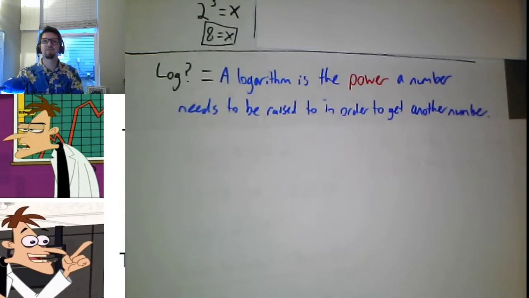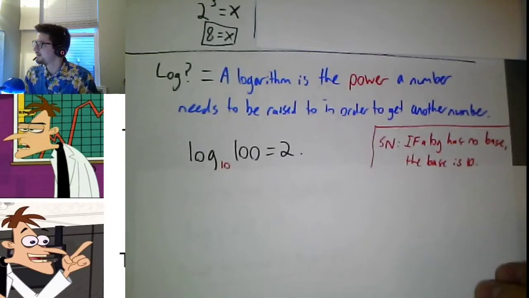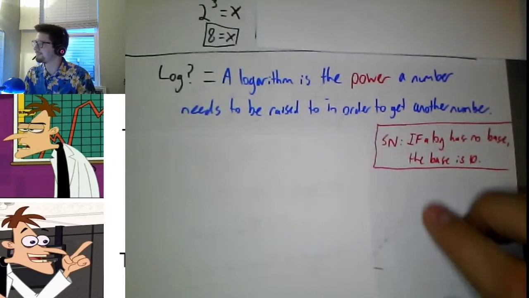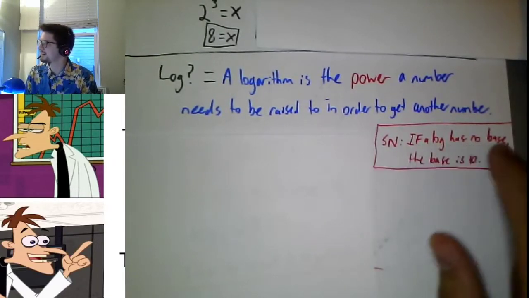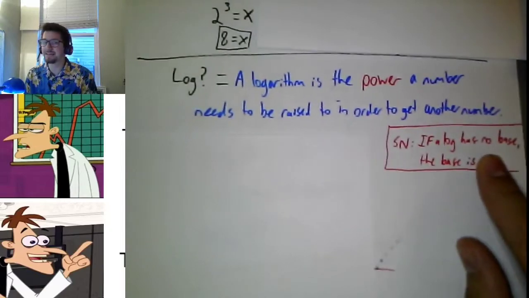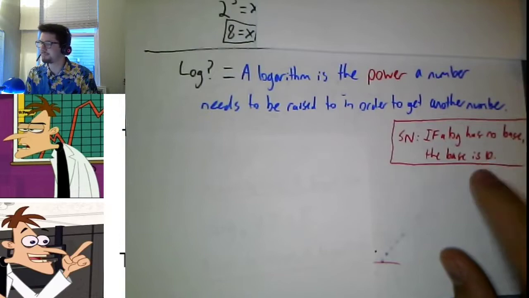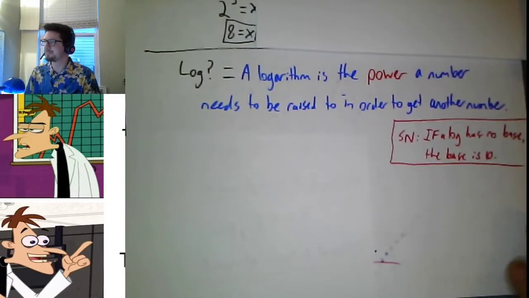What would 4 have to be raised to the power of to give me 16? 2. 4 to the 2 gives me 16. So 2 is my logarithm. Just a quick reminder, side note, if a log doesn't have a base, that means the base is 10. I don't know if you guys ever learned that in class, but it's the most important thing about logarithms in my opinion.